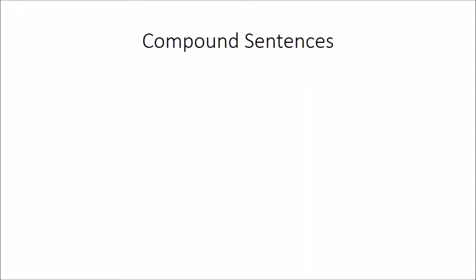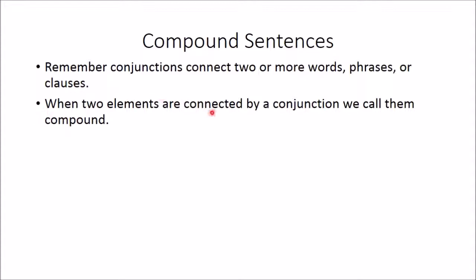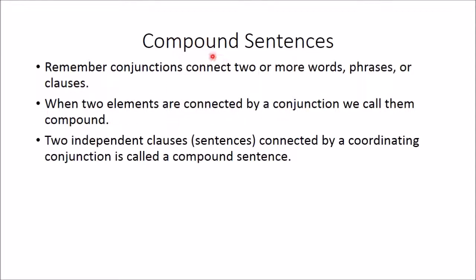Compound sentences. Now we're going to get into reviewing for our test. We're talking about compound sentences, which means we're going to connect two sentences or two independent clauses with a conjunction, all right? Remember, conjunctions connect two or more words, phrases, or clauses, and when we're talking about sentences, we're talking about independent clauses. When two elements are connected by conjunction, we call them compound, which is why we're talking about compound sentences. Two independent clauses or sentences connected by a coordinating conjunction is called a compound sentence.